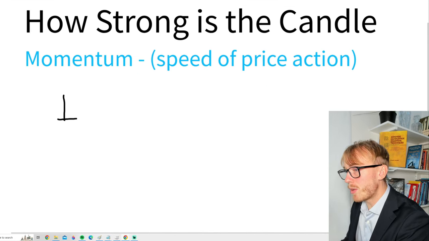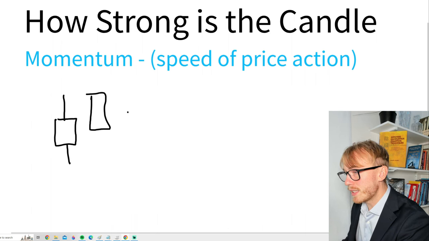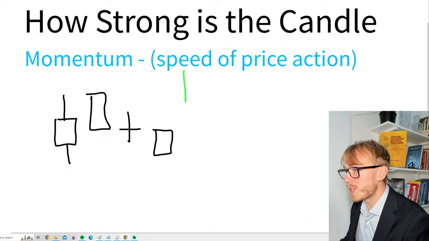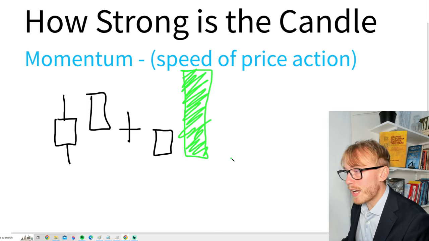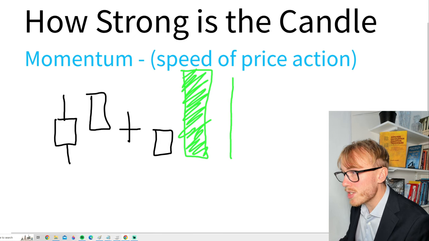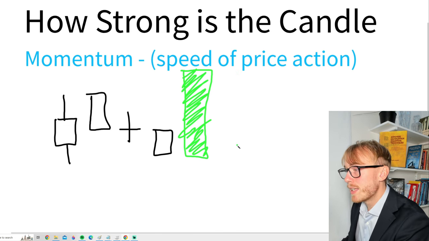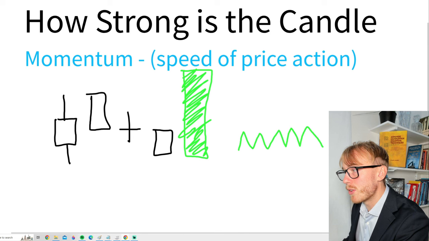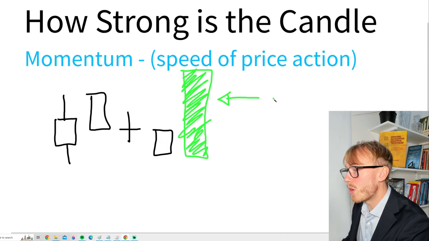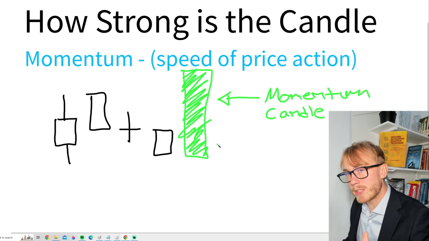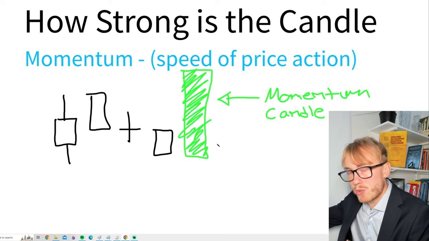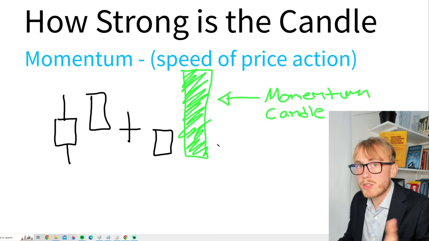Let's take a look at another example right here. We might have a few candles that look something like this. As you can see, in this case, the price really doesn't have any strong direction. But then let's imagine that we suddenly see a candle that looks like this. This candle indicates a strong change in the momentum of the price. The price pretty much moved sideways for a long time, and then it suddenly shot up higher. This right here is what we call a momentum candle. A momentum candle is a candle that shows much stronger momentum compared to the previous candles.